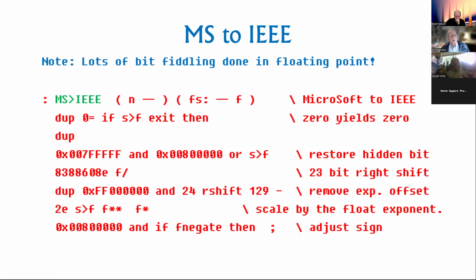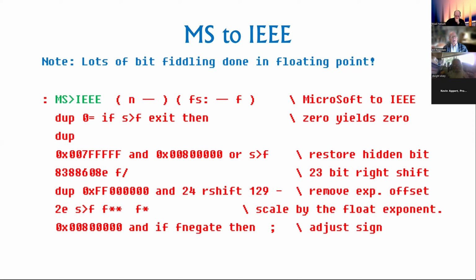In this case, we're doing the Microsoft to IEEE. This is done on the floating point stack. In the prior case, the conversions are all done on the data stack. In this case, a lot of the conversions involve exponentiation, and they're done on the floating point stack. So again, we start with a DUP 0= IF, a single to float, exit.